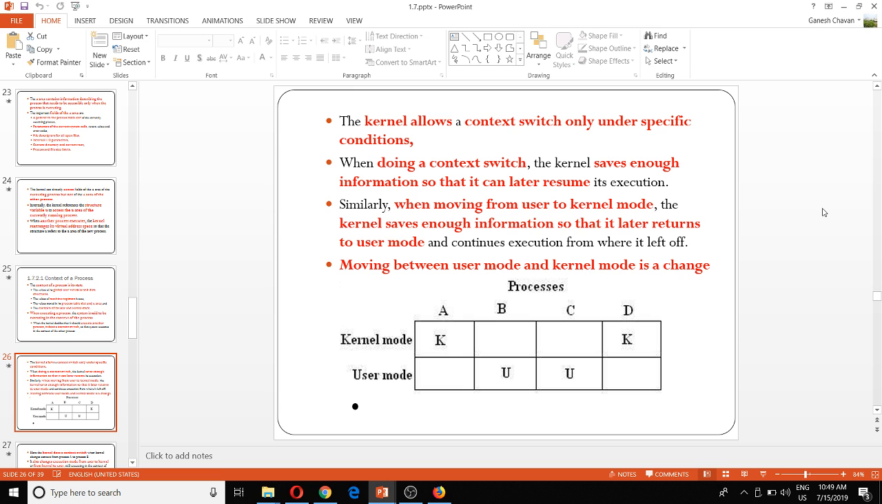The kernel allows a context switch only under specific conditions. When doing a context switch, the kernel saves enough information so that it can later resume its execution. Similarly, when moving from user to kernel mode, the kernel saves enough information so that it later returns to user mode and continues execution from where it left off. Moving between user mode and kernel mode is a mode change.